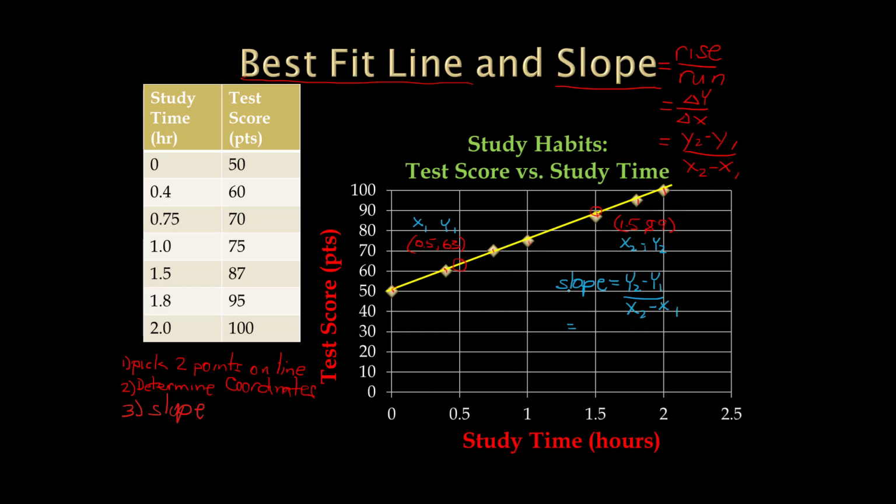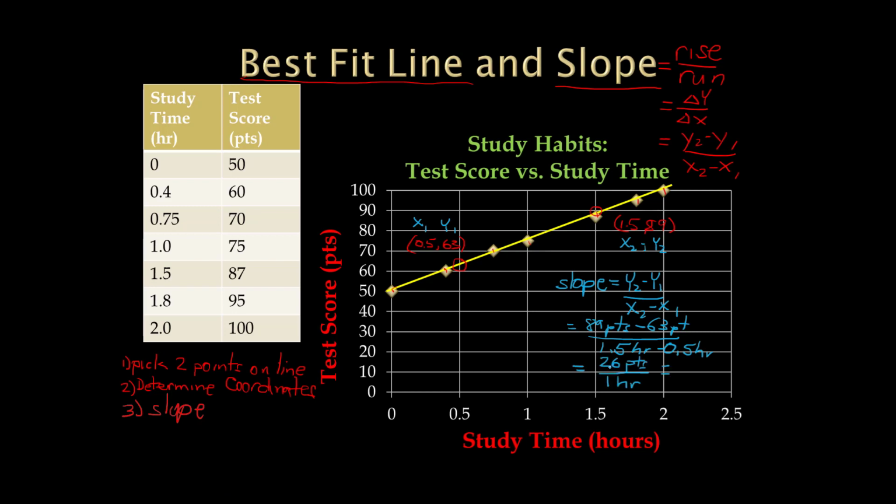So for our calculation for slope, I'm going to use the formula y2 minus y1 divided by x2 minus x1. I'll need to have my units in there as well. So y2 is 89 points minus 63 points, divided by 1.5 hours minus 0.5 hours. Do a little work on this.